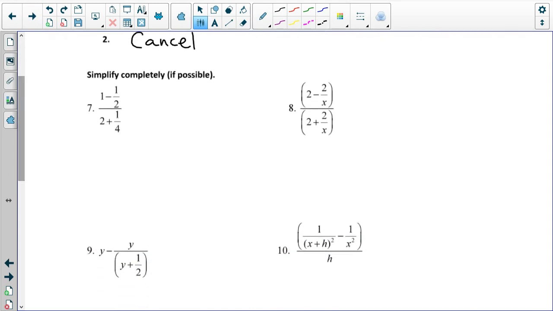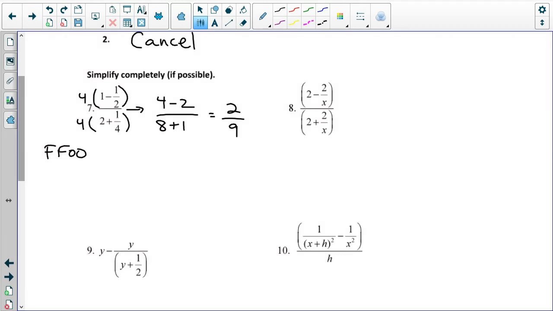So let's look at number 7. The common denominator of the denominators is going to be 4. So all I have to do is multiply everything by 4. 1 times 4 is 4. 1/2 times 4 is 2. 2 times 4 is 8. 1/4 times 4 is 1. If I multiply everything by 4, notice that I'm multiplying the top by 4 and the bottom by 4. That's really multiplying by a form of 1, because 4 over 4 is equal to 1.